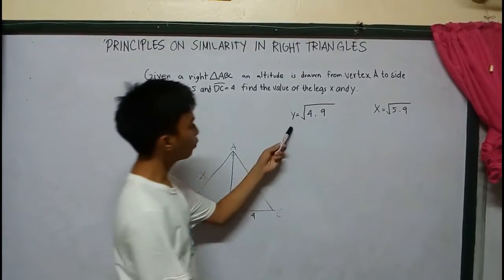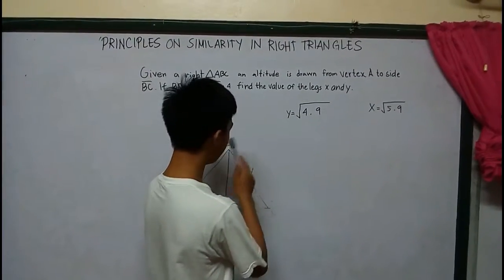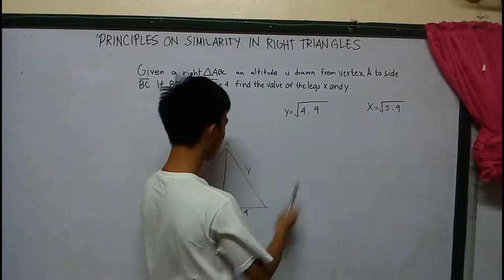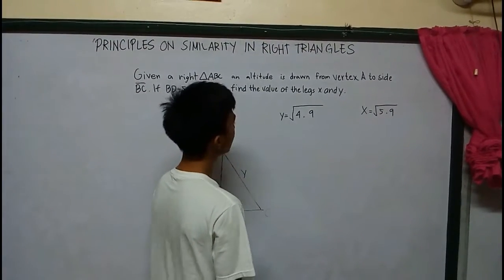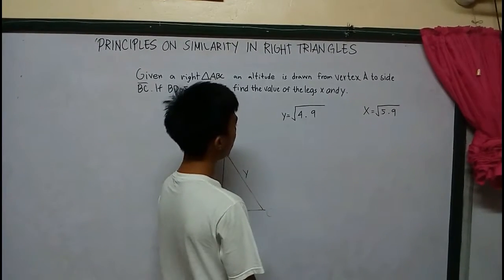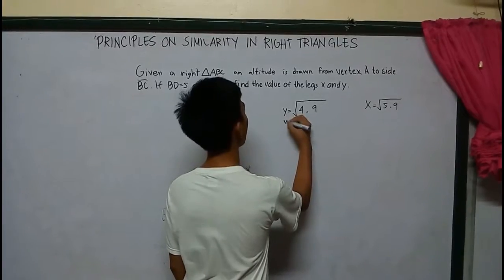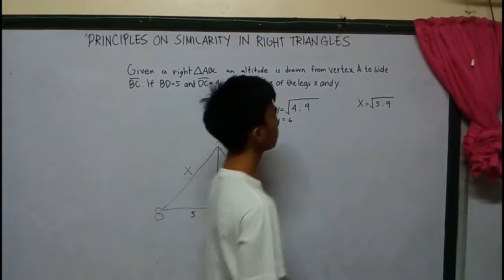Now, to find y, just like stated in corollary 2, we need the adjacent side to the leg, which is 4, and the value of the whole hypotenuse, 9. That follows this equation, y is equal to the square root of 4 times 9. Simplifying this equation, y is equal to 6. Now, let's proceed to x.